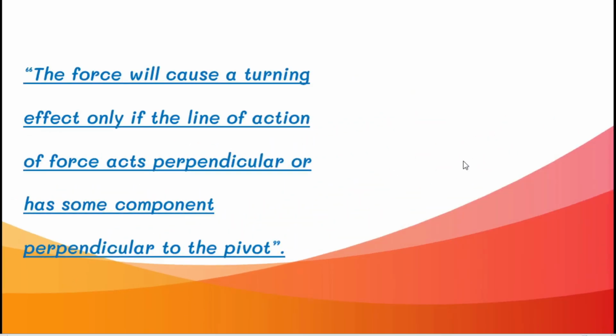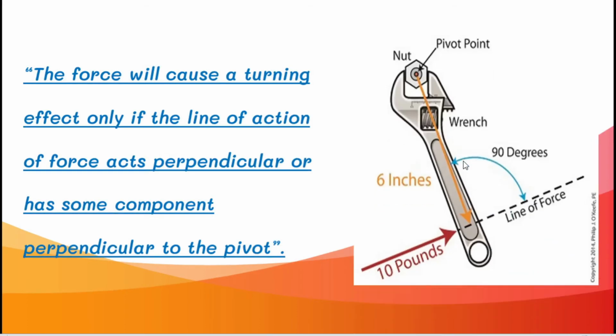Next, the force will cause a turning effect only if the line of action of the force acts perpendicular, or has some component perpendicular, to the pivot. I already told you, if you want to rotate this nut, the wrench should be in the perpendicular direction, not in the straight direction. The force should be given in the line of action. Then only the wrench will rotate. When the wrench rotates, it starts to tighten the nut. So whenever we apply force on the wrench, the force should be at right angles to the wrench.